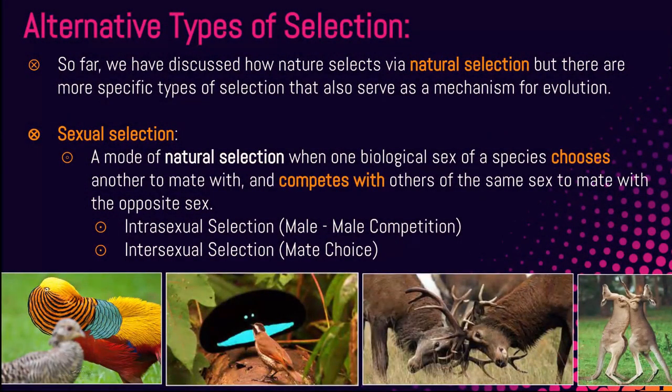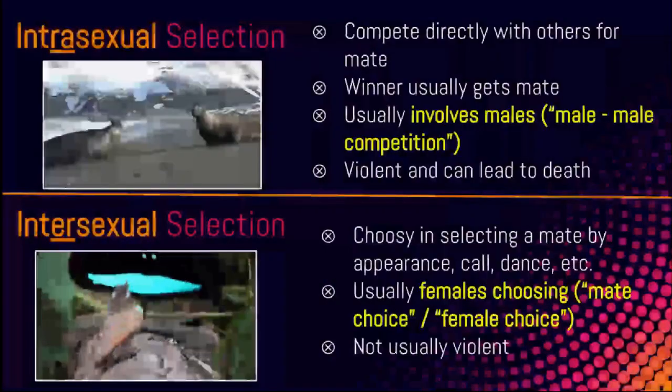Alternative types of selection. So far, we've done natural selection. That again is when nature is selecting based off of the attributes of the environment. But we have another one. It's called sexual selection. And this is a mode of natural selection when one biological sex of a species chooses another to mate with, and competes with others of the same sex to mate with the opposite sex. And there's two types of this.